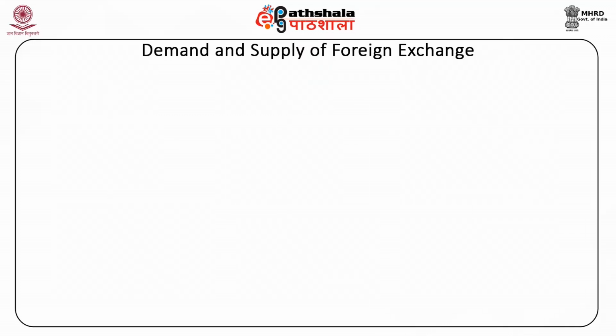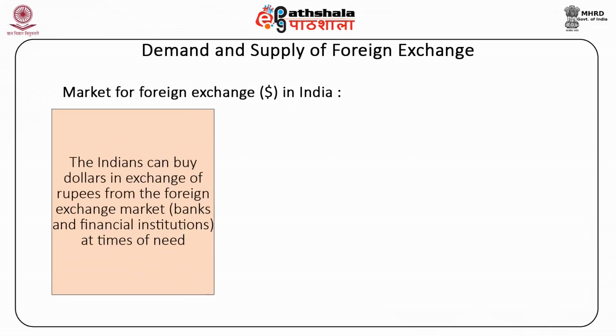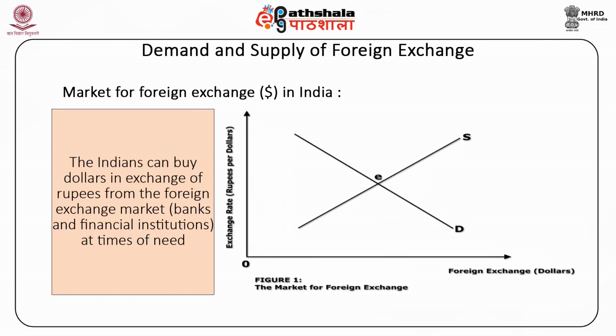To understand how foreign exchange rates are determined, it is essential to study the demand and supply of foreign exchange. Let us consider the market for foreign exchange, say dollars, in India. Indians can buy dollars in exchange for rupees from the foreign exchange market in times of need. The figure displays a market for foreign exchange. Similar to any demand-supply analysis, the quantity of foreign exchange is shown on the horizontal axis. The price of foreign exchange, that is, rupee per dollar, is represented on the vertical axis.